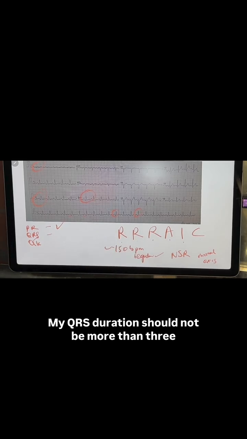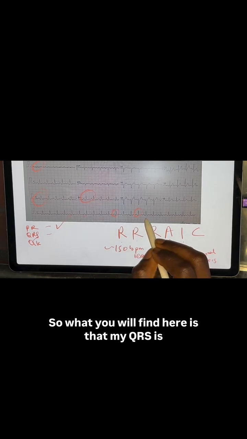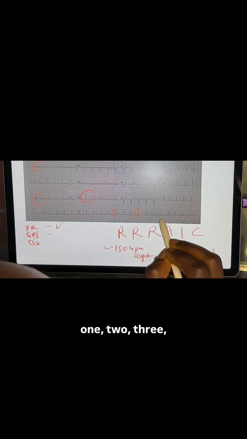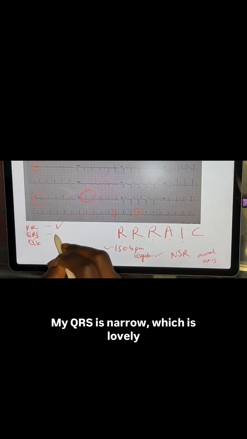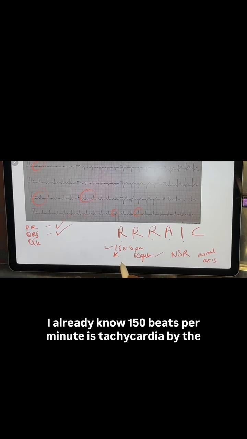My QRS duration should not be more than 3. We want our QRS to always be narrow rather than wide. So what you will find here is that my QRS is 1, 2, 3. My QRS is narrow, which is lovely. Now, we have 150 beats per minute. We already know 150 beats per minute is tachycardia, by the way.